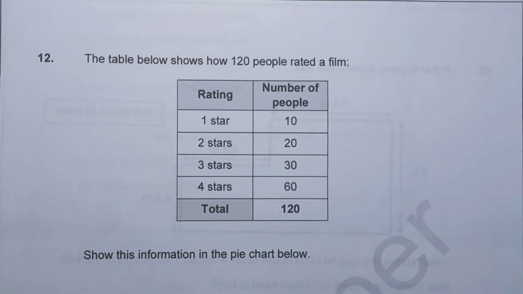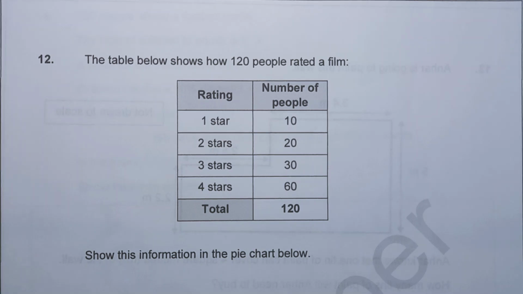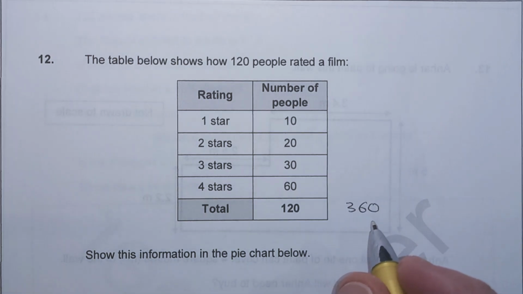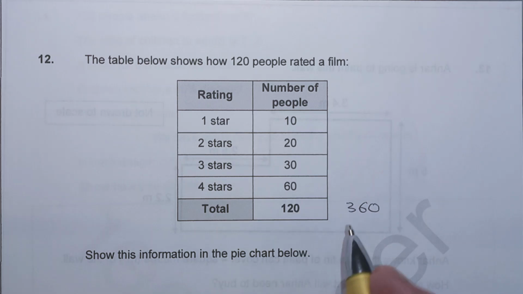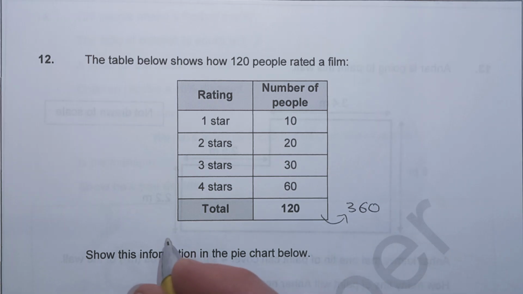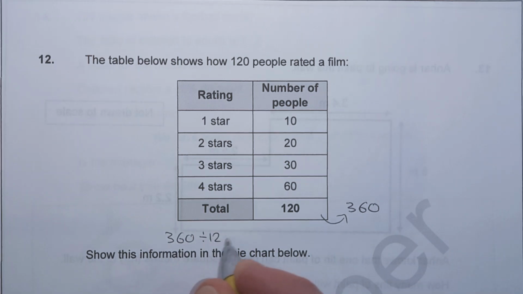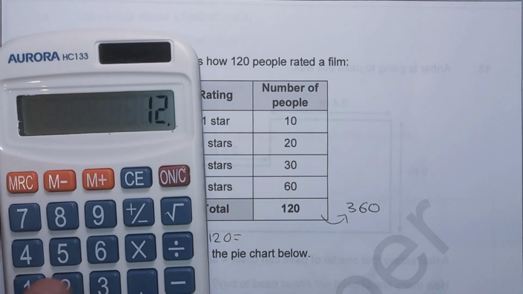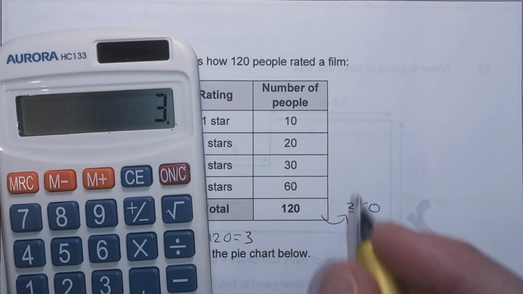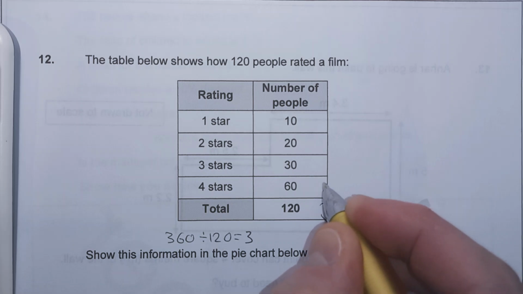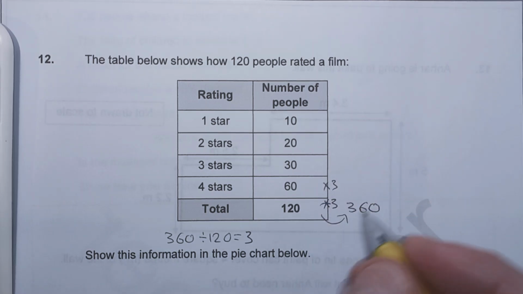So what we need to do with the pie chart is we need to work out how many degrees we've got for each of these sections. Now, I know that in a full circle we would have 360 degrees. At the moment, we've got 120 people. So we can think, well, how many times bigger is this? So what we can do is do 360 divided by 120, to give us 3. So what that means is for each of these we need to multiply by 3 to get the number of degrees.